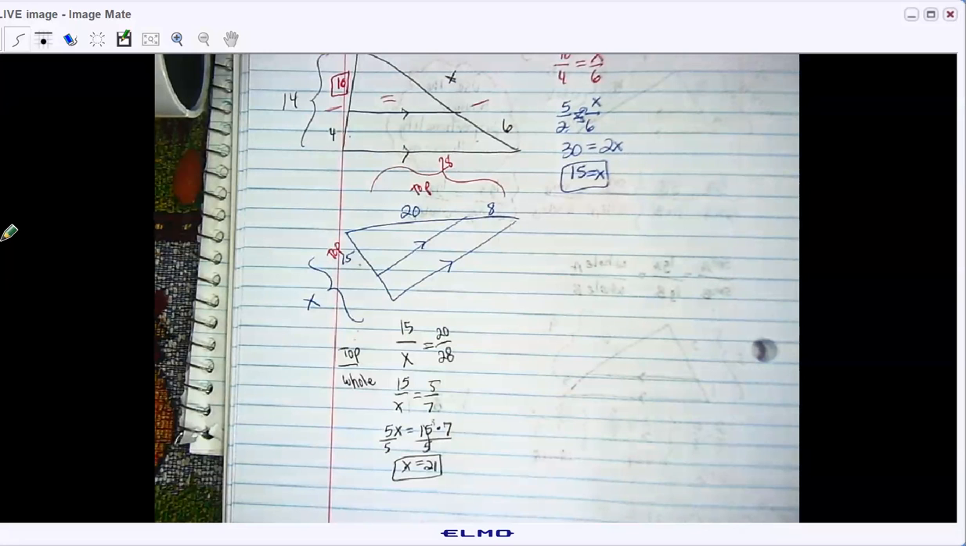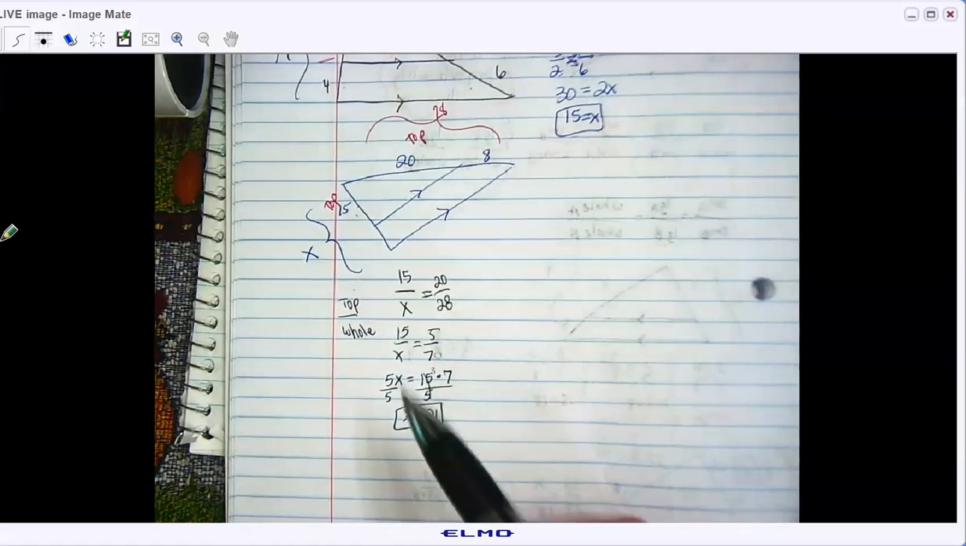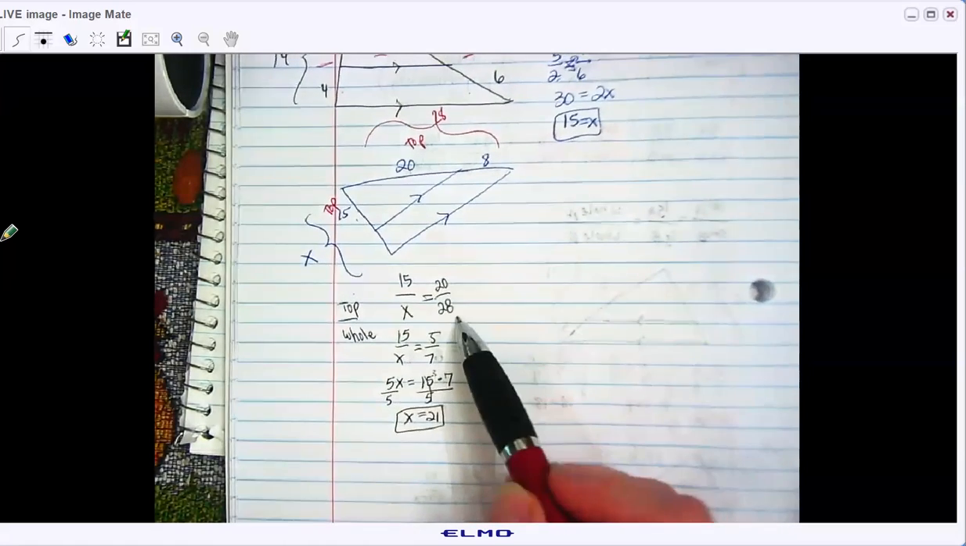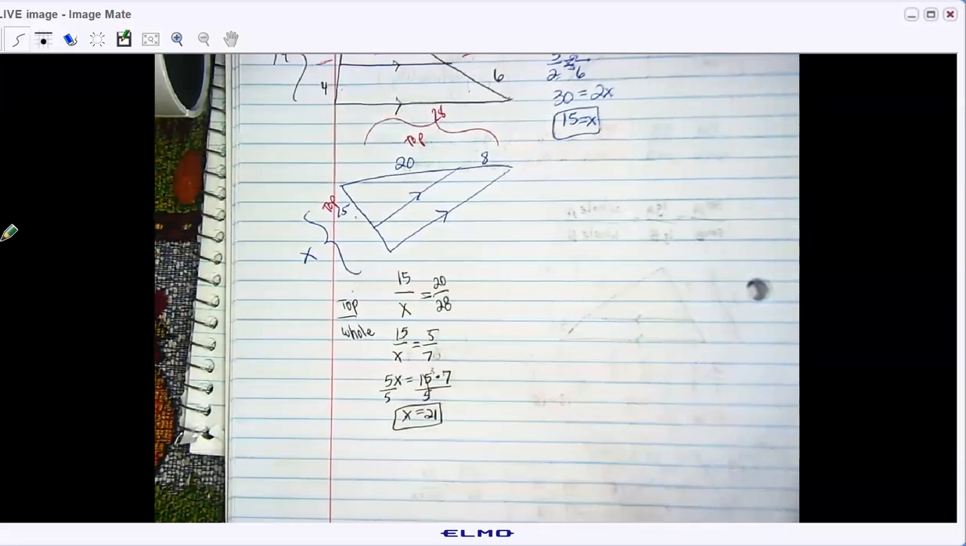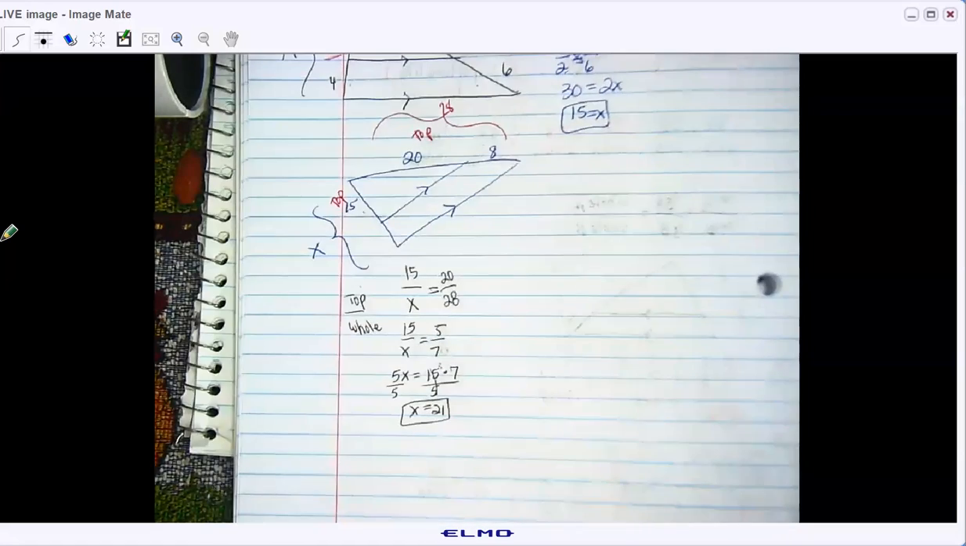Yeah, could be. So 15 over x, 20 over 28. Other than that, it's just multiplication and division. Okay, any questions on those so far? Okay. Next part.